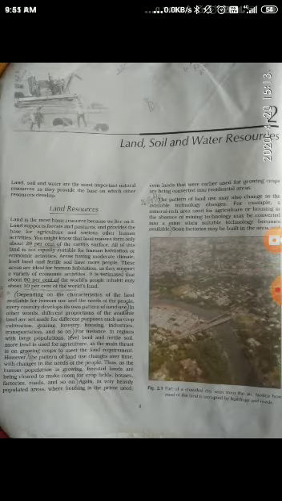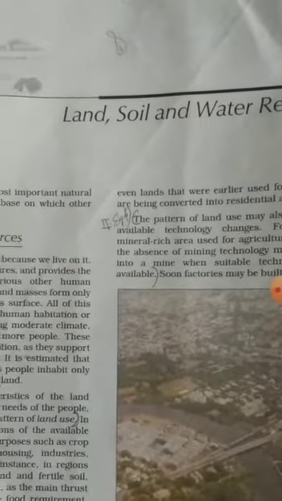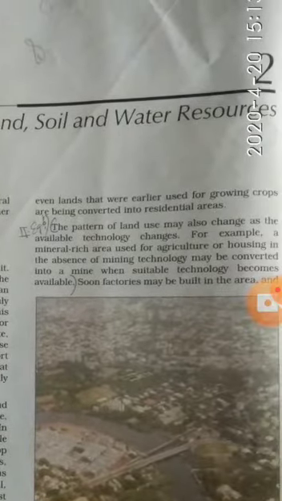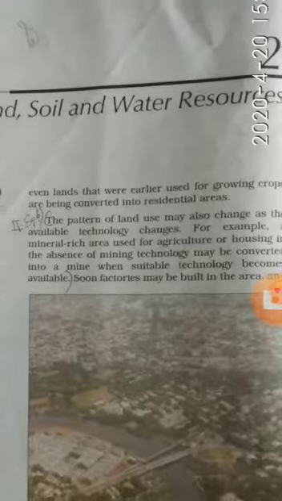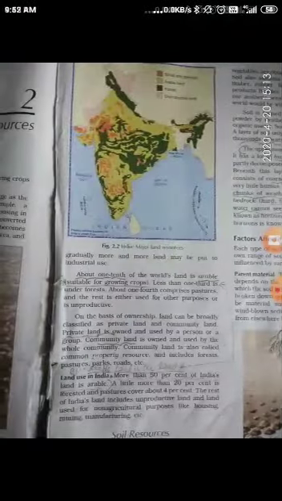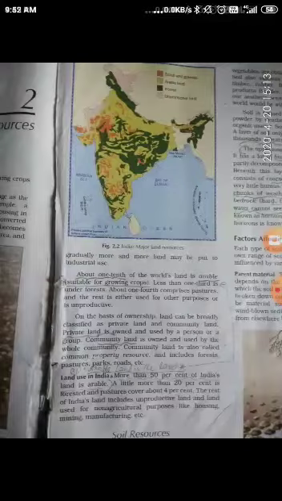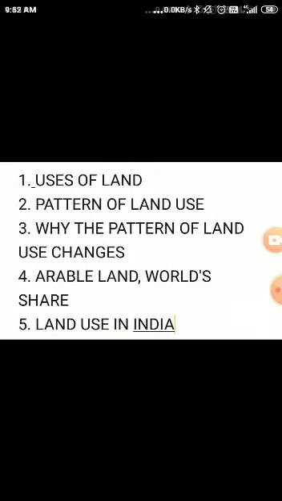Students, today I am going to introduce you to the second chapter of geography, that is land, soil, and water resources. In today's class, I am going to cover 5 main topics. They are uses of land, pattern of land use, why the pattern of land use changes, arable land and world's share, and the last topic is land use in India.